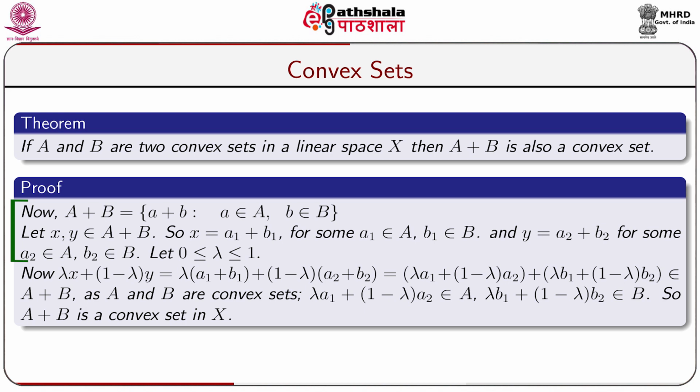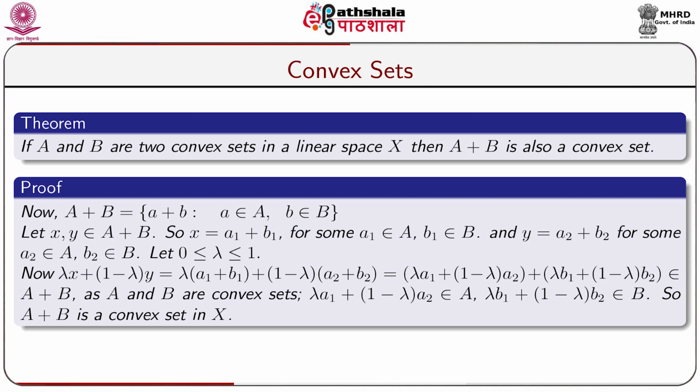Now, A plus B equal to set of all such elements a plus b, where a is taken from capital A, b is taken from capital B. Let x comma y belongs to A plus B. So, x can be written as a1 plus b1 for some a1 belongs to capital A and for some b1 belongs to capital B. Similarly, as y belongs to capital A plus B, y can be written as y equal to a2 plus b2 for some a2 belongs to capital A and for some b2 belongs to capital B.